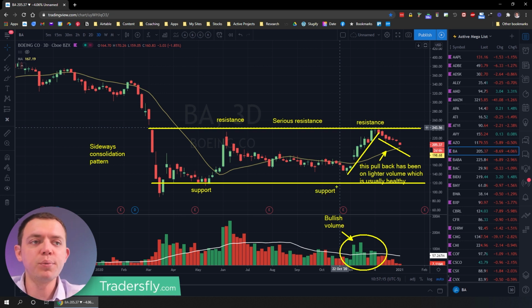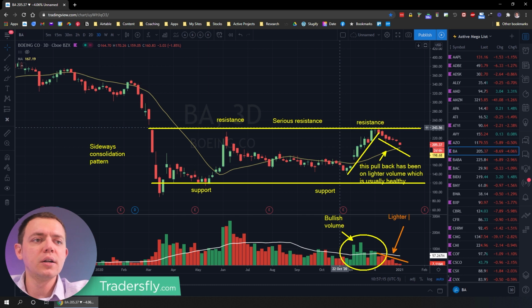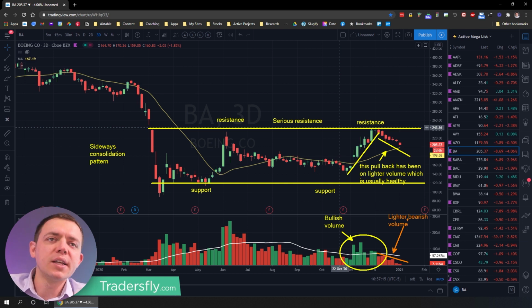So this is your support. If we get a pullback kind of around the $200 price point, that means still another $5 or $6 or $7 pullback. But the bullish volume is there, and you'll notice it's a lighter bearish volume. You know what I mean? Right there where it's pulling back, it's doing it on lighter volume. So it means the selling pressure is minor, even though you've been selling for multiple days. So in this case, again, bullish longer term, neutral shorter term.